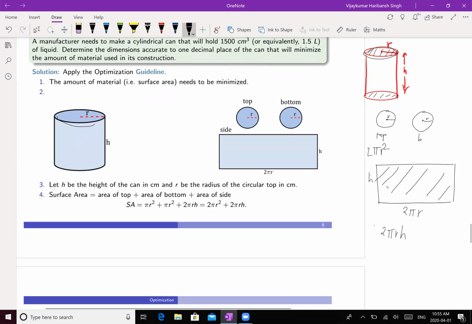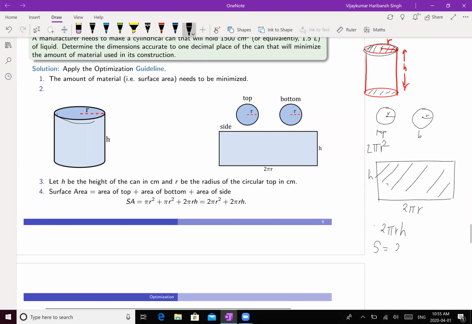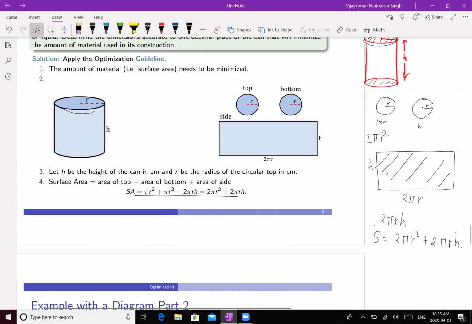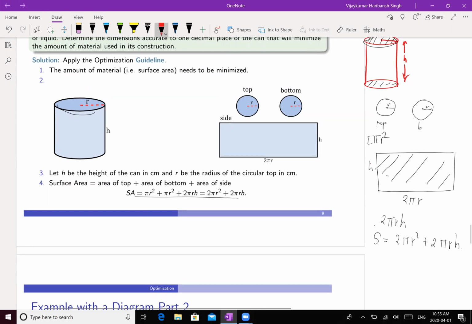So the total surface is 2 pi r square plus 2 pi r h. So this is the surface area you want to optimize. All right. Now note that this has two variables in it, right? r and h. So we must exploit the relationship between r and h. Okay, so note the following.